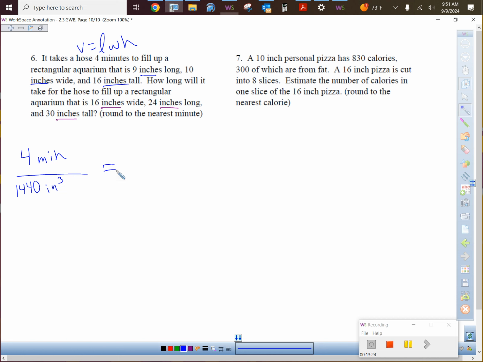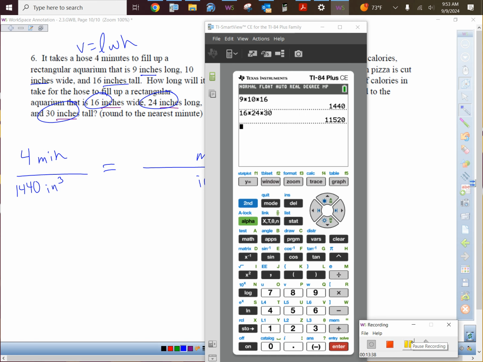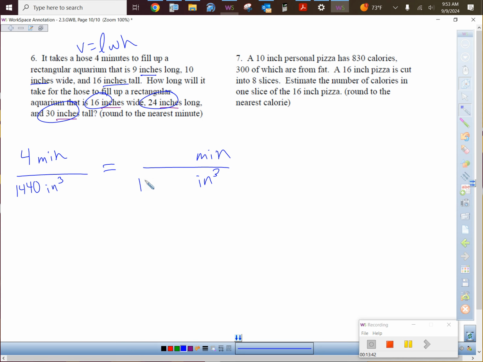Cool. Set that equal to, if this is minutes over inches cubed, this other guy's got to be minutes over inches cubed. They gave you all this. Grab your calculator and find the volume of that dude by taking the length times the width times the height. So when I took 16 times 24 times 30, I got 11,520. We'll put it down here, and I'll call that x up here.